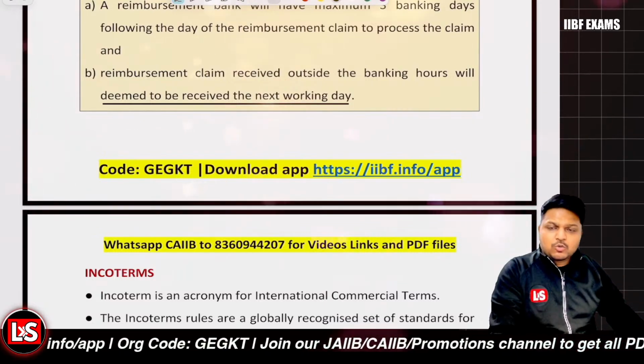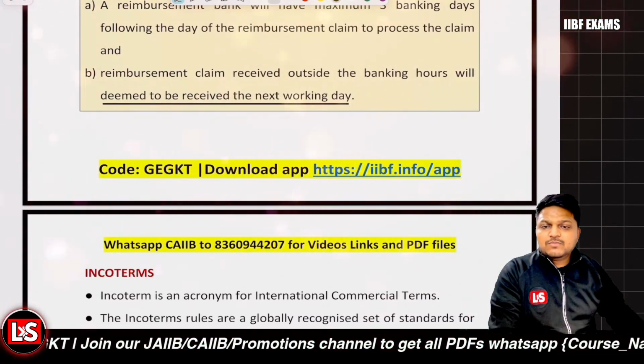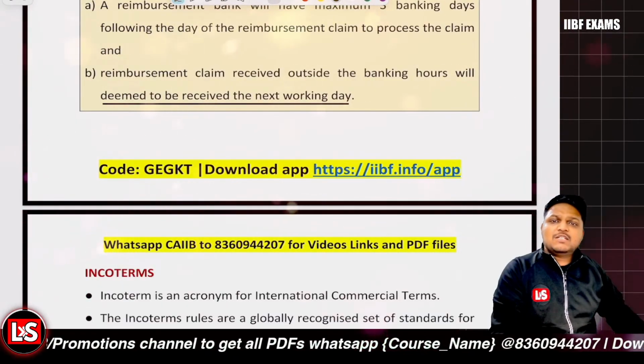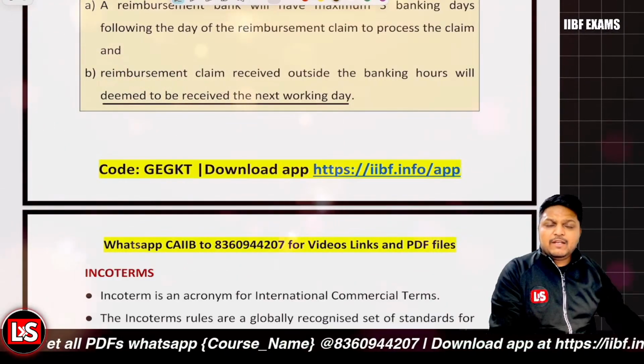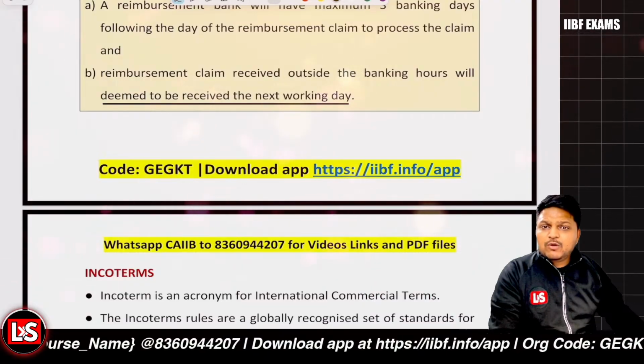After that, we are going to learn about the Incoterms. Incoterms are very much important. I told you about two Incoterms in very short, about the CIF value and the CFR value. We discussed that. About the CIF value, I told you.